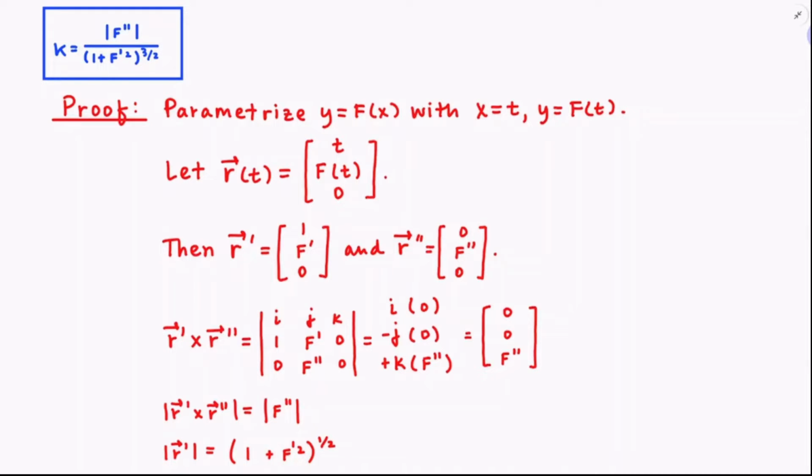And then I apply kappa equals the length of the cross product of r prime and r double prime divided by the length of r prime cubed, and that's where I'll get the absolute value of f double prime of x divided by 1 plus f prime of x squared to the 3/2 power. And so that's all four of the curvature formulas that we use in my calculus class. This is the proof of all of them.